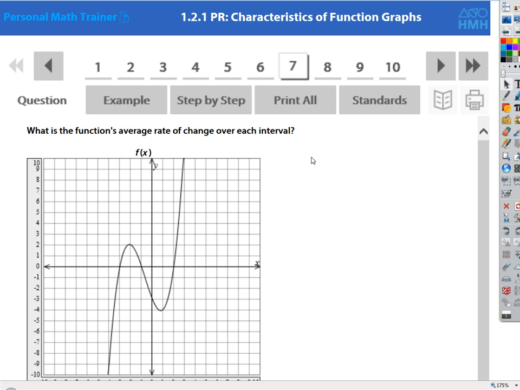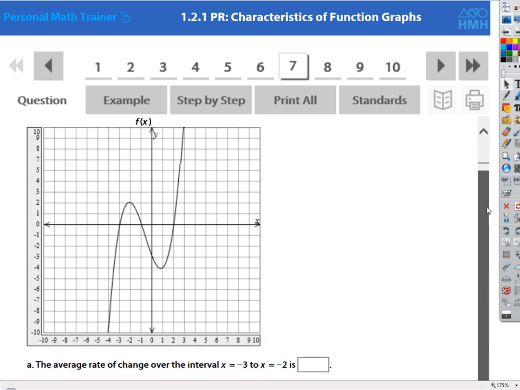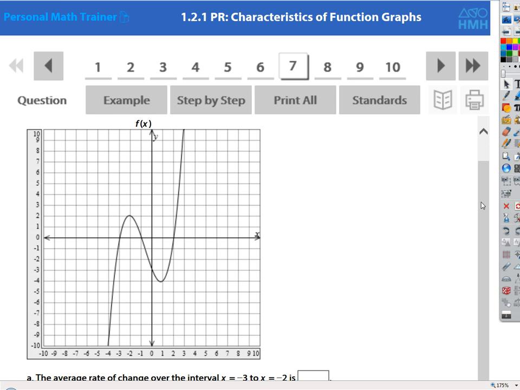So if we want to find the average rate of change, let's say from -3 to -2. Now they're talking about x values, right? So we've got to identify those points. When x equals -3, I'm going to walk back -3 on the x-axis and find where the function is. Well, it's right there. When x equals -2, I'm going to walk back to x equals -2, and then look vertically to see where the function is. Well, it's right there. So all I've got to do is find the slope between those points, from left to right.